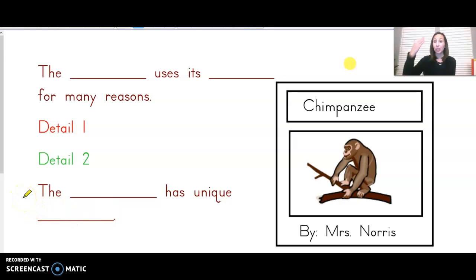So I'm going to just read you, I'll orally rehearse my paragraph, and you can do the same as you're working on this, but this is what my paragraph would say. The chimpanzee uses its hands for many reasons. Chimpanzees' hands don't have fur. A chimpanzee's hand has 5 fingers. The chimpanzee has unique hands. And that would be the end of my informative paragraph with my 4 complete sentences.